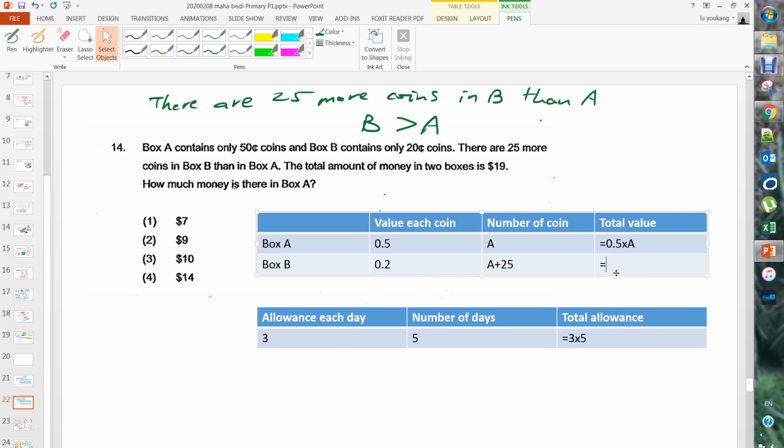So here, what about here? What is the total value for box B? Similarly, 0.2 times what? A plus 25 means bracket, right? Okay, make sense? Okay, so done. Now, on top here, 0.5 is a number or letter? A is a letter, can you combine? Cannot. Here you have a bracket, right?